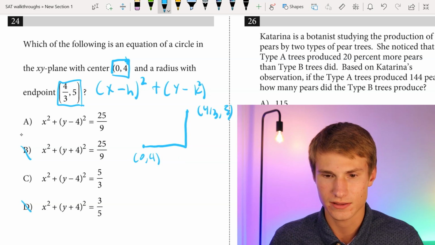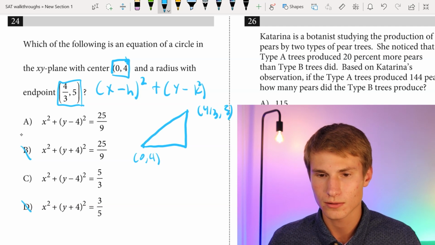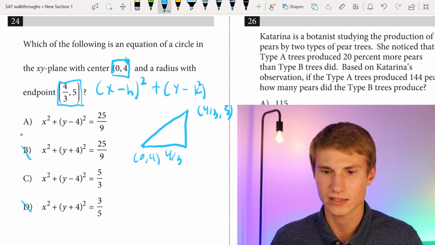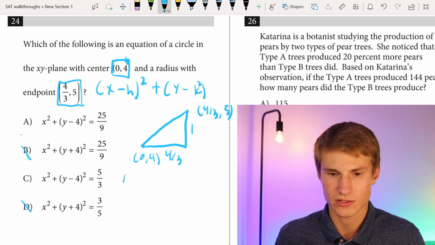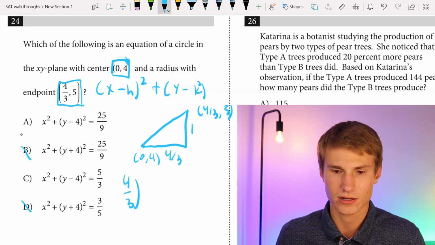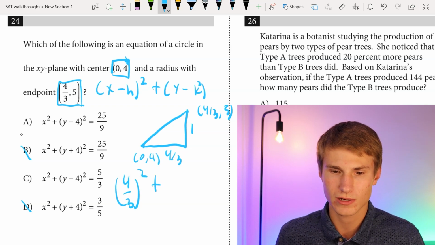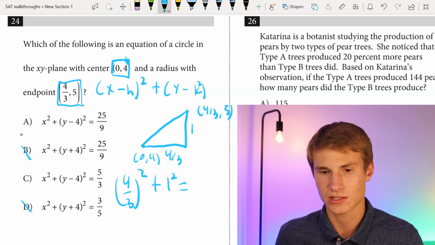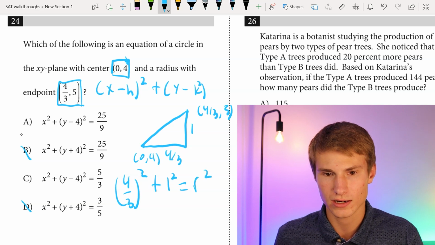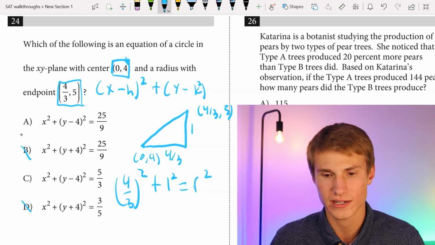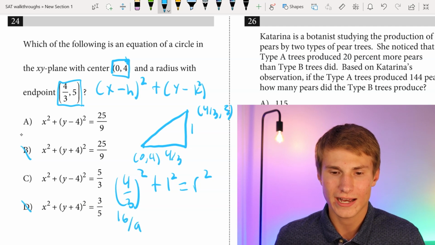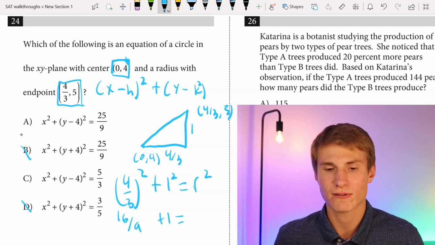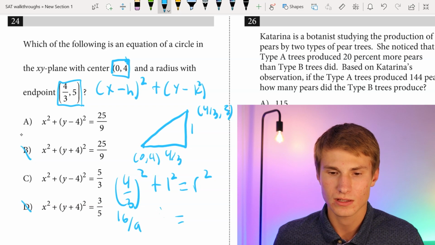So we're going to use the Pythagorean theorem here. Okay, we see that we're going over by 4/3, so that'll be one side length, and we're going up then by 1. Okay, so we're going to go ahead and square each of those and then take the square root to use that Pythagorean theorem. Okay, so 4/3 squared plus 1 squared is going to give us that radius squared. Okay, and keep in mind, we actually don't have to solve for the radius. We just need the radius squared. So 4/3 squared we know is going to give us 16/9 plus 1. Okay, we can rewrite 1 as 9/9.